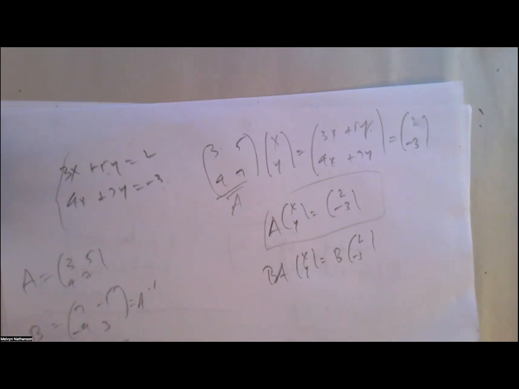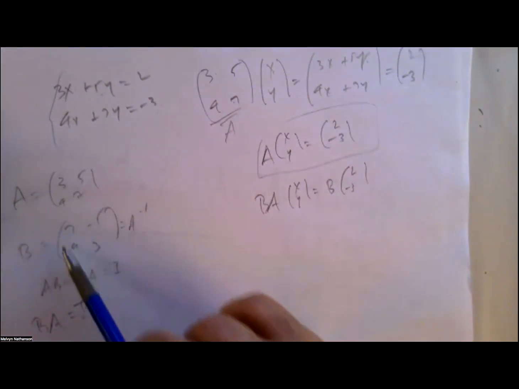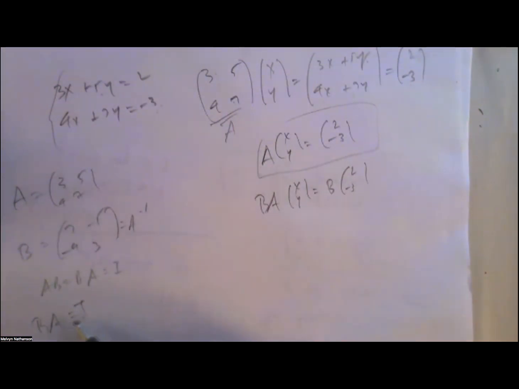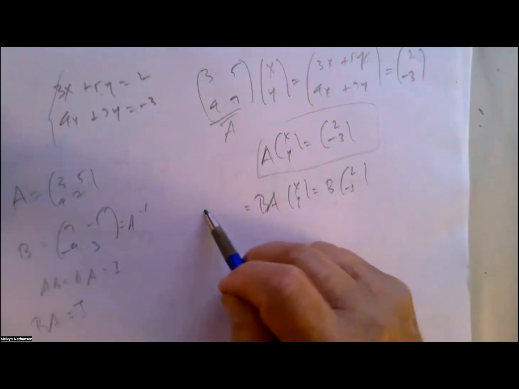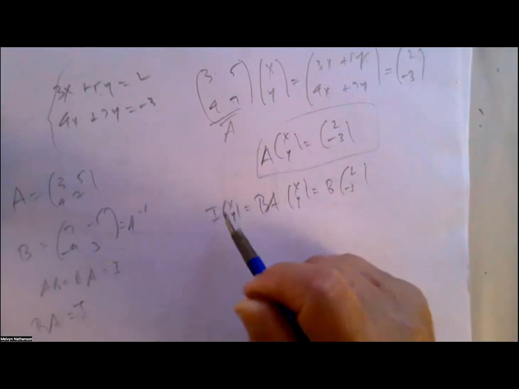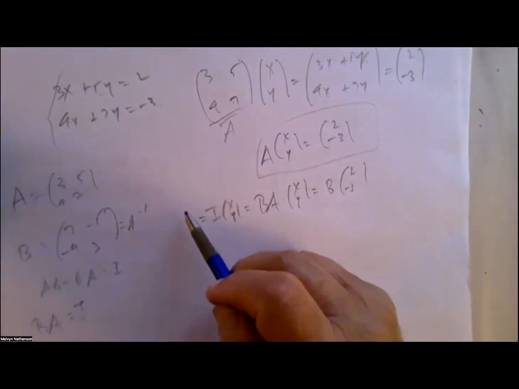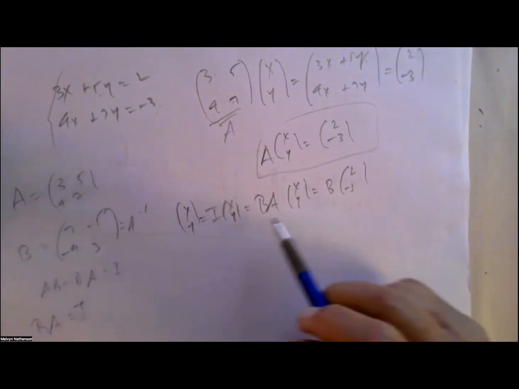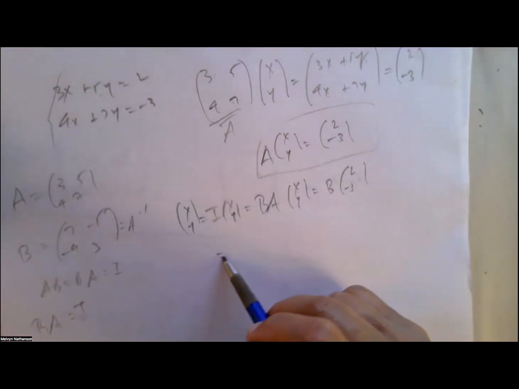But B times A is the identity. That's what I showed a few minutes ago. A and B are inverses of each other. B times A is the identity. So BA is just the identity. This is the identity times the vector x, y. And the identity times anything is that same thing. It doesn't change. This is x, y. So x, y is B times the vector 2, minus 3.